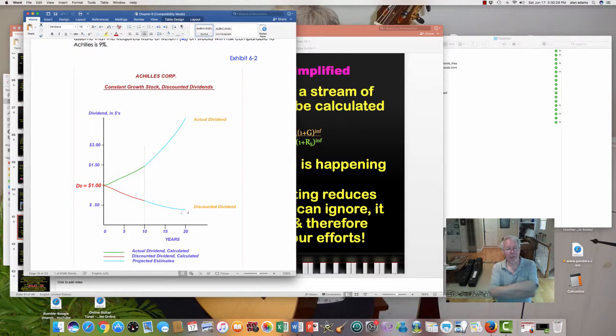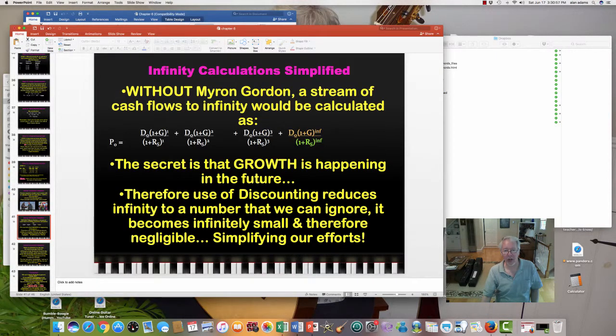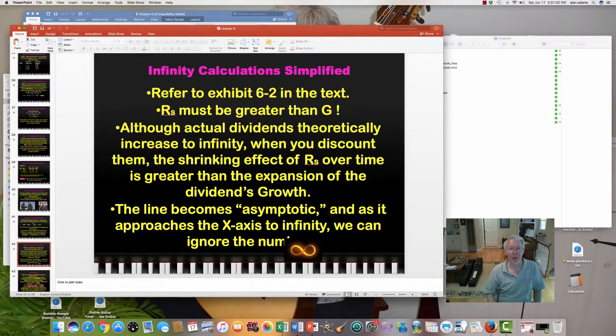So Gordon said, therefore, that line is going to come infinitely close to the x-axis, and after a certain amount of time, you can ignore it. Even though it goes to infinity, the discounted value becomes so tiny, who cares? That was his point. That's the crux of the Gordon model. That is why we can ignore those factors and say the infinite can be measured in finite terms if and only if you discount. That simplifies things for us. Instead of this infinite stream of payments, ladies and gentlemen, we get the Gordon model, as long as R sub S is greater than G.